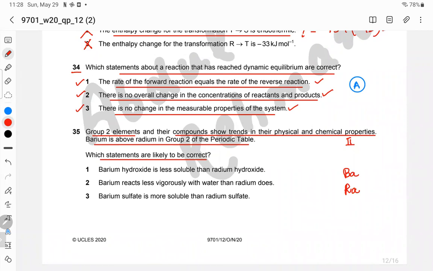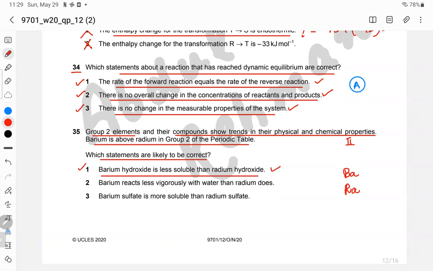Wait, Alicia, let me remind you, when I complete the paper, then I will discuss question number 33 again. Okay. Barium hydroxide is less soluble than radium hydroxide. Is that a correct statement? If you recall the trends, you can recall that down the group, the solubility of hydroxides increases. So this statement is correct.